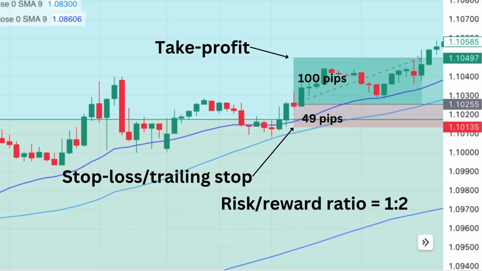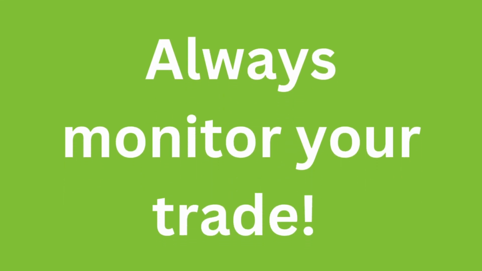You also want a decent reward ratio, and so I would set my stop loss around 100 pips from my entry. And as you can see here, it yields a very good profit. Of course, you want to monitor your trade, and if it goes against you or there's been some big market news, then you can simply close your trades.